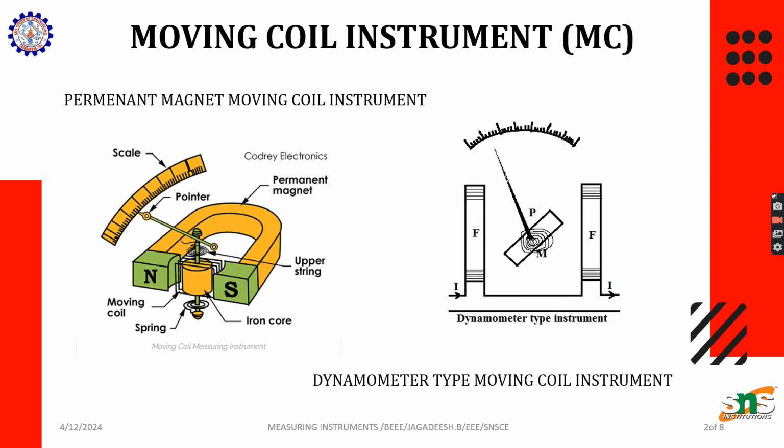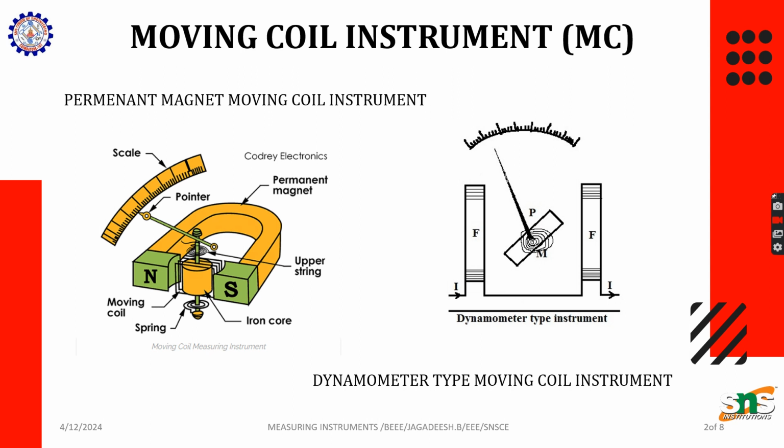Even though it is a DC quantity, moving coil concept, the operating torques of an instrument remain the same, which are deflection torque, controlling torque, and damping torque. These three torques will remain the same for either a moving iron or a moving coil instrument. Let us see first, there are two types of moving coil instrument. One is the permanent magnet moving coil instrument, and the second one is the dynamometer type instrument.